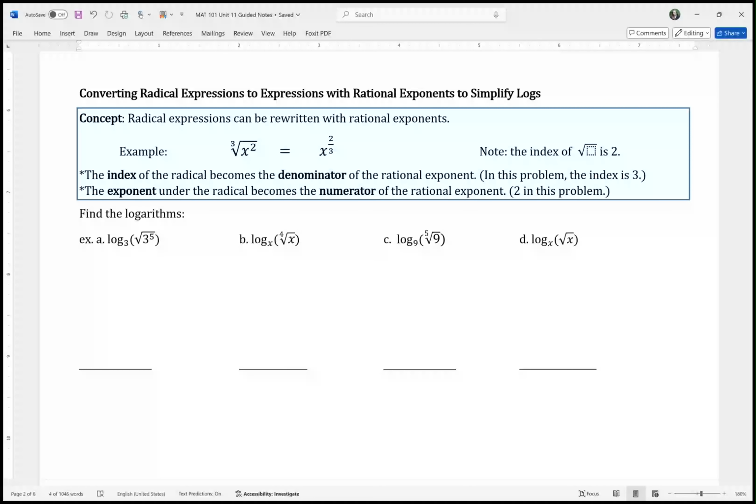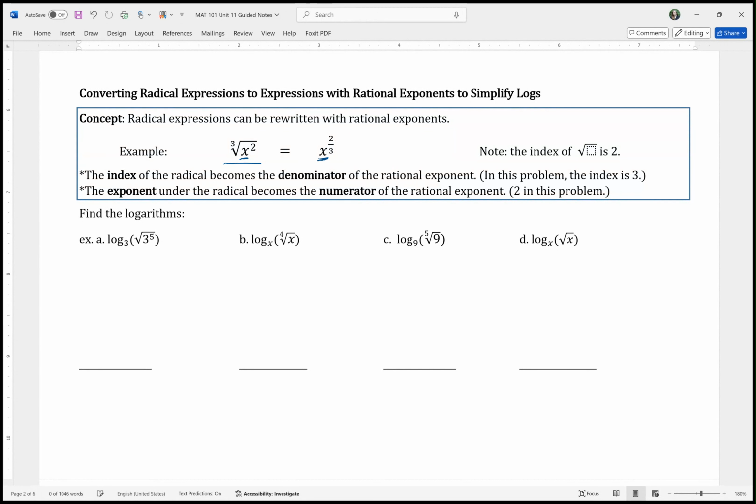Let's look at converting radical expressions to expressions with rational exponents to be able to simplify logs, okay? So first, let's talk about this conversion of a radical expression to an expression with a rational exponent. Here's an example. We have the cube root of x squared. Now notice that the base underneath this radical is x, so we're going to keep that same base, but we're raising this to the power of a fraction.